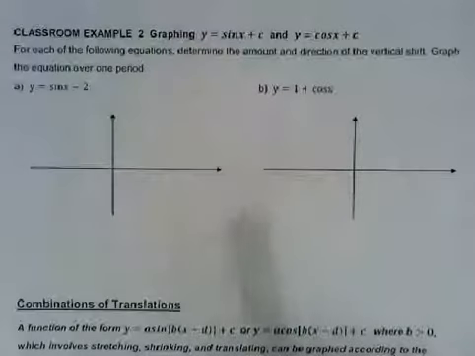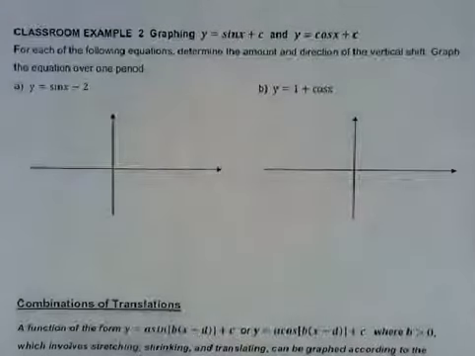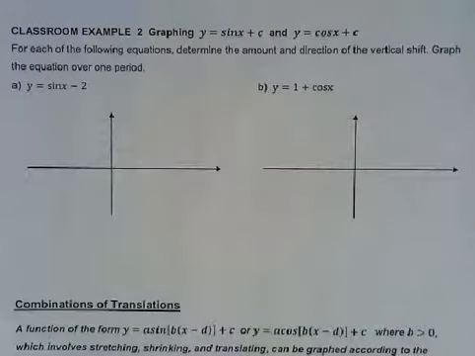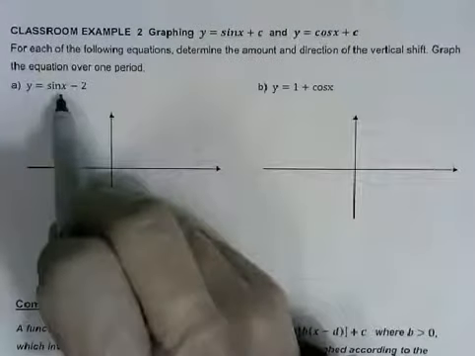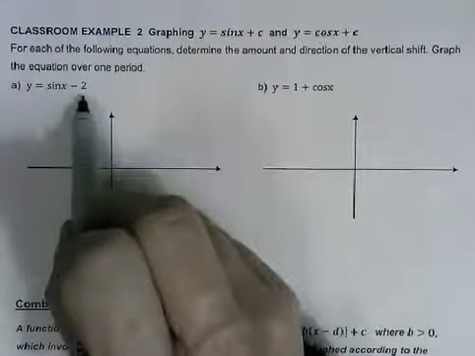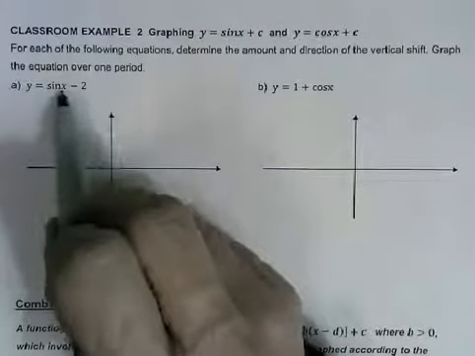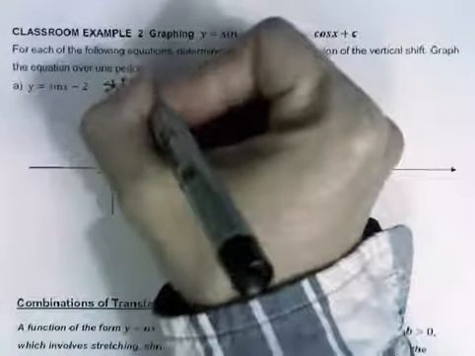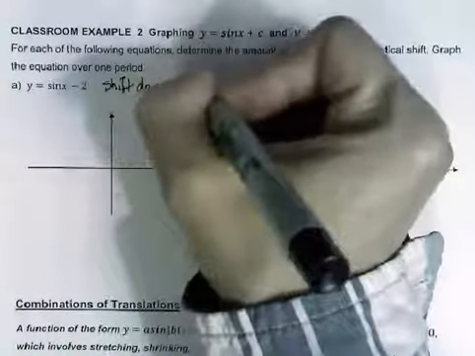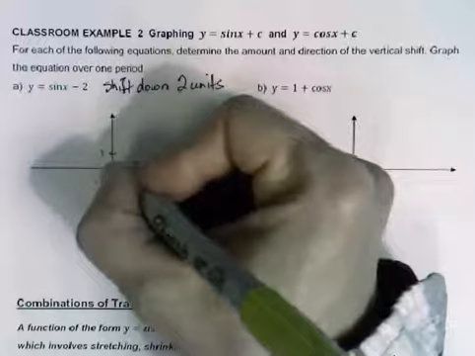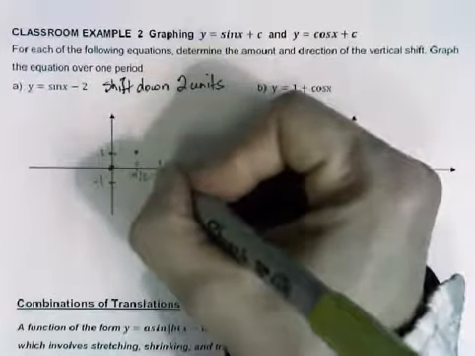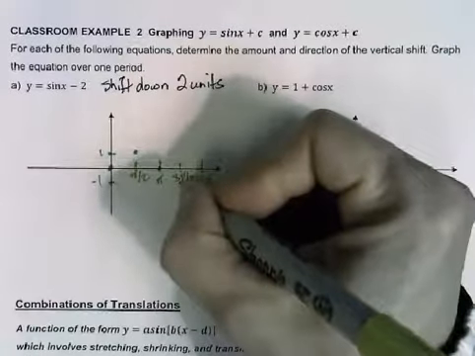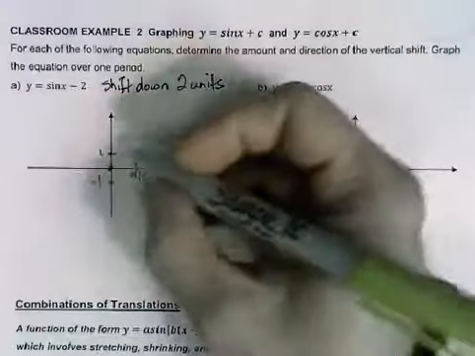Let's do a couple of examples where we're doing a vertical shift. For these, I'm also going to start out with the original sine or cosine graph. For this one, we've got the sine of x minus 2. What this is going to do with the -2 not in parentheses is it's going to take the whole graph and shift it down by 2 units. If I draw my original sine graph, it starts at the origin, goes up to the maximum of 1, back to the origin, down to the minimum of -1, and back to the origin.